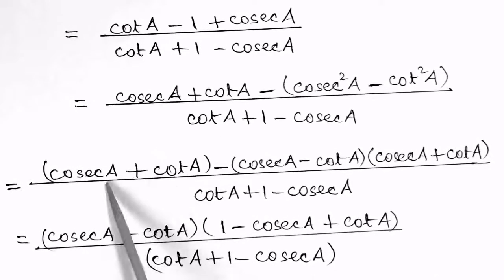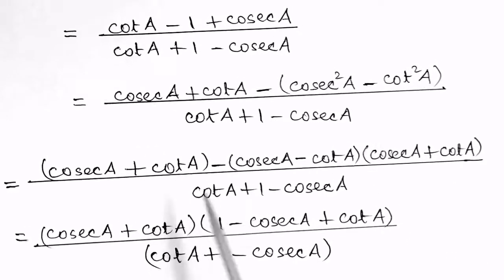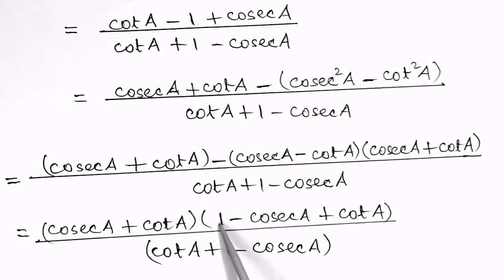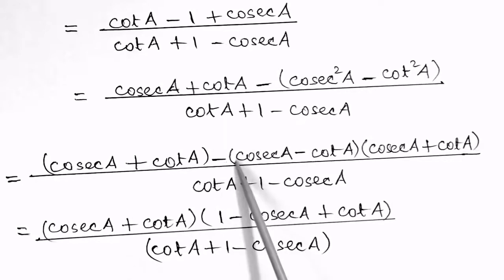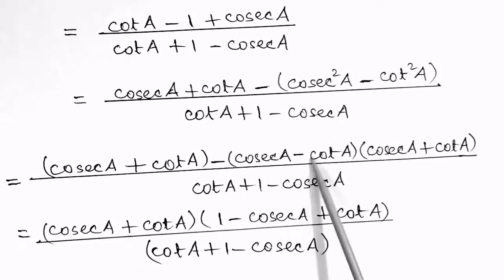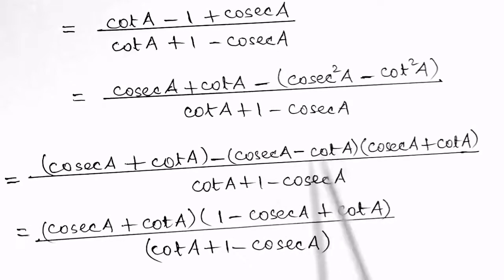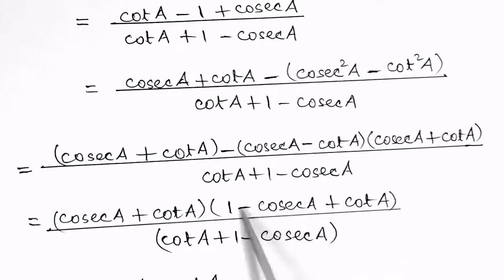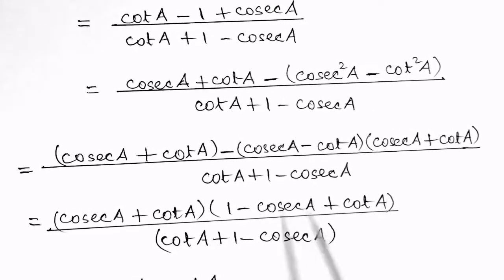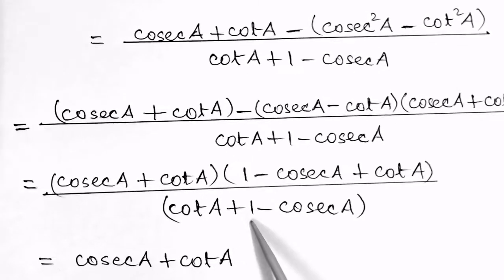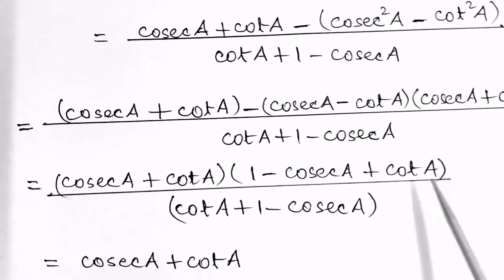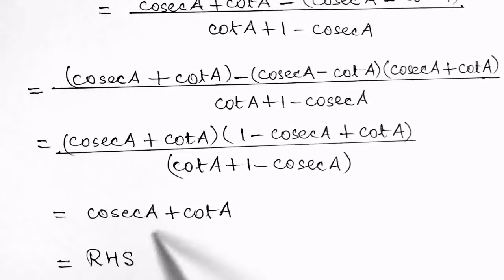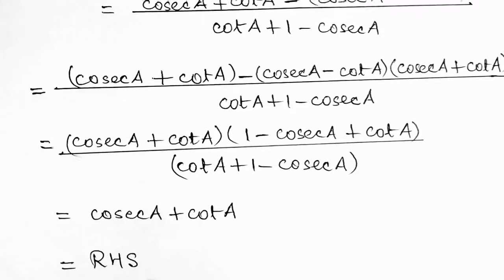Now if you see, cosecant A plus cot A is common. So when I take this whole cosecant A plus cot A common, 1 is left here. And minus, if I open the bracket, the signs will change, so minus cosecant A, minus into minus is plus cot A. Now these terms in the numerator and in the denominator are the same, 1 minus cosecant A plus cot A, so these two will get cancelled. So we are left with cosecant A plus cot A, which is equal to the right hand side.